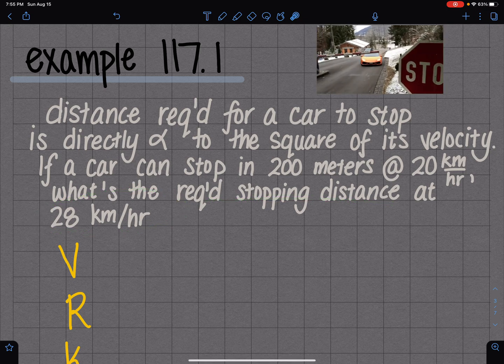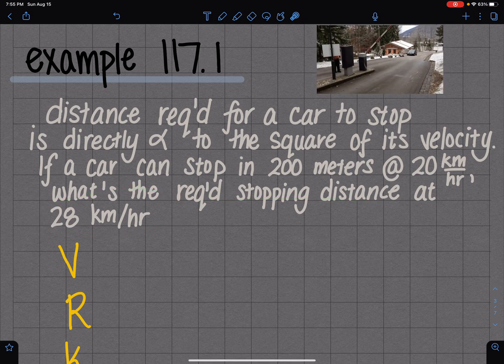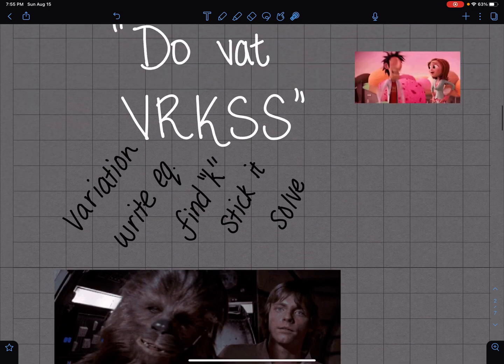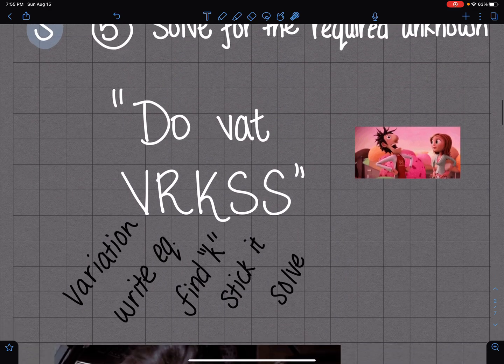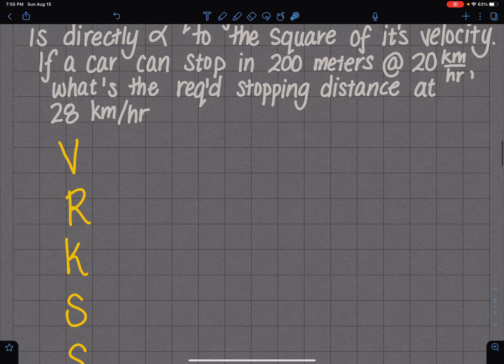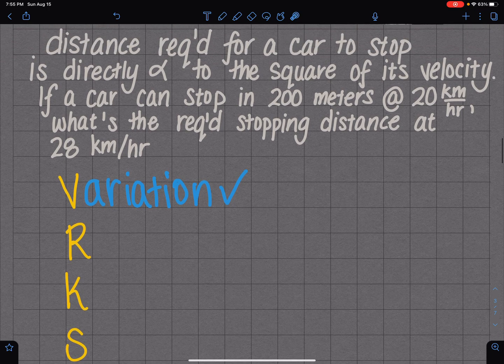Okay, so first of all, V. You are going to do what works. What does the V mean? It means figure out that this is a variation problem. Is this a variation problem? Yes, it is. So check mark. We did that. Then we're going to go on to R. We're going to write our equation down.